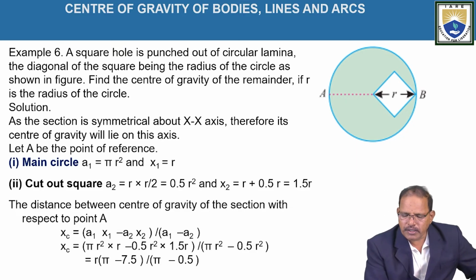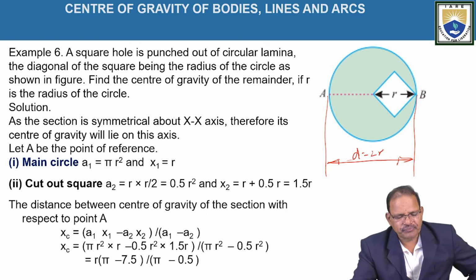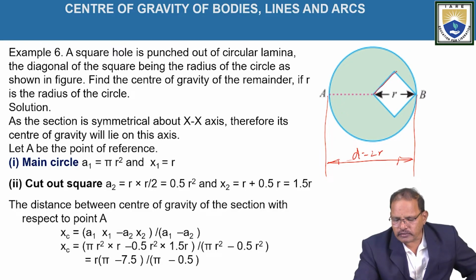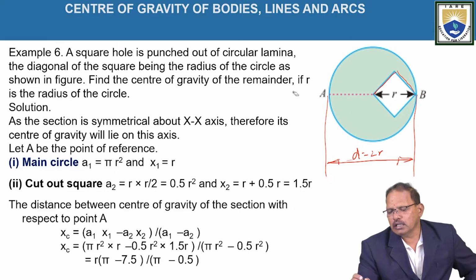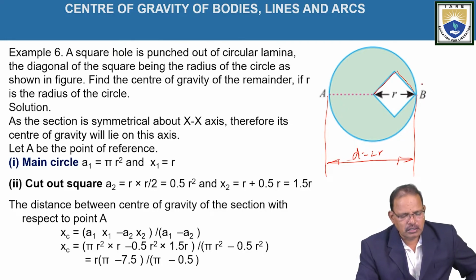Now, according to the problem, the diameter of the circle is given, d is equal to 2r, where r stands for the radius of the circle. And a square is punched in it in such a way that the length of the diagonal is equal to the radius of the circle now. Here it consists of two figures. One is a circle, and one more is the square, as shown in the figure now.